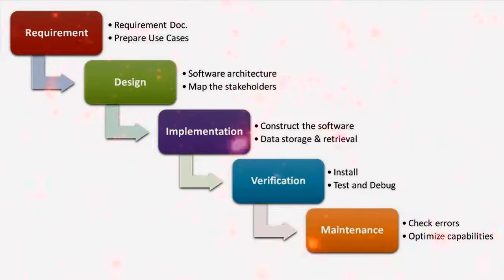All these phases are cascaded to each other, in which progress is seen as flowing steadily downwards, like a waterfall, through the phases. The next phase is started only after the defined set of goals are achieved for previous phase and it is signed off, so the name waterfall model. In this model, phases do not overlap.